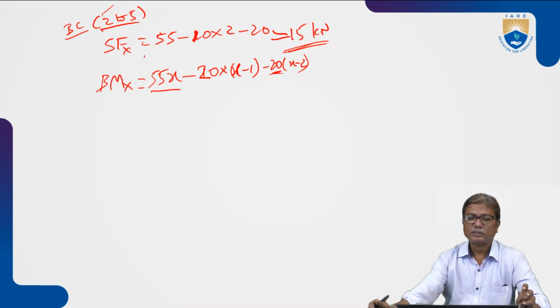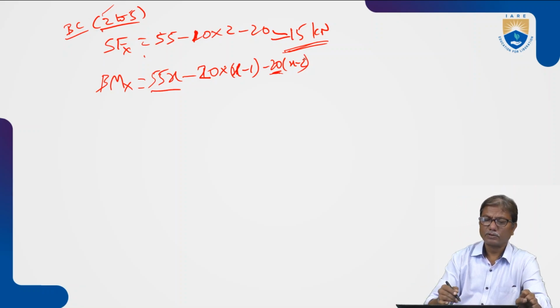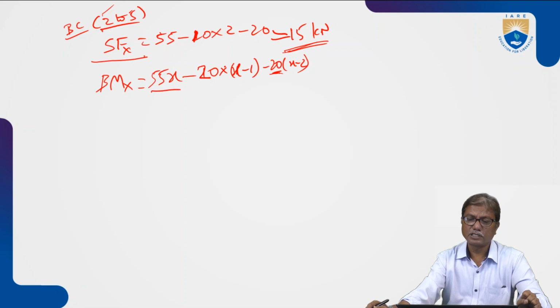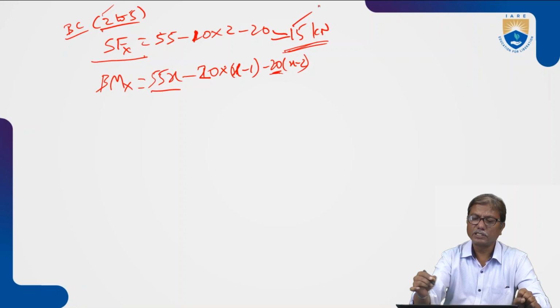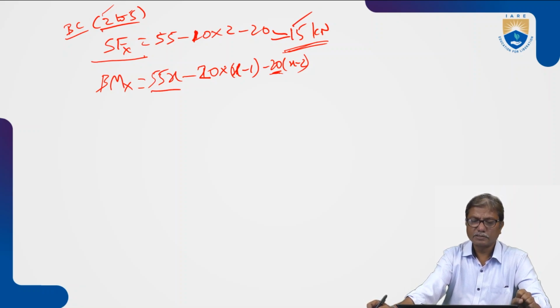Okay? So here if you observe, the bending moment varies linearly between B and C. So it is straight line variation. Okay? That is clear from this. So shear force is constant. Constant means it is parallel to the axis. There is no variation. At B and C, it remains 15 kilonewtons only. So it is parallel to the axis.